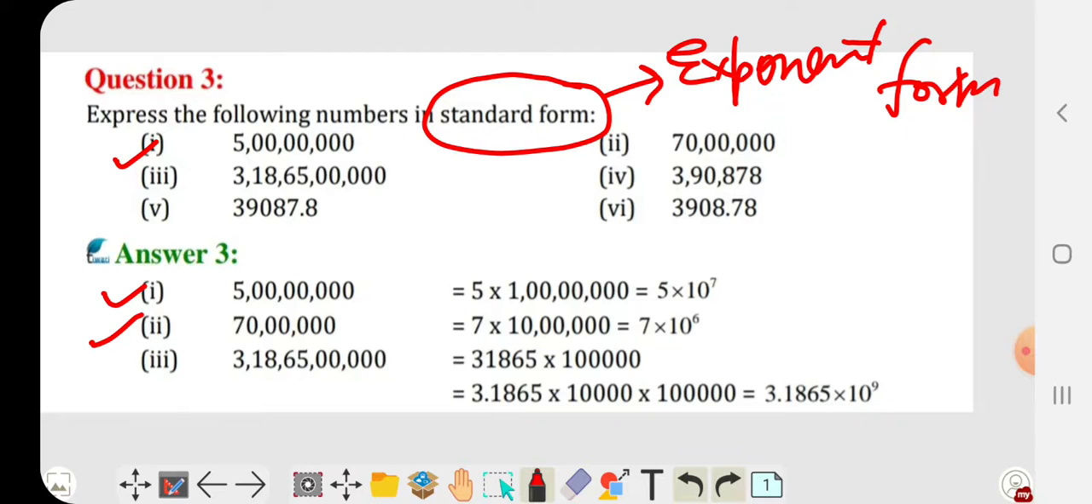And one more thing I have to tell you here: in standard form, if we are writing something in decimal, in any standard form, only one number should be before the decimal. Like, let's see this example, third. This number is given, so it can be written as 31865 into 10,000.